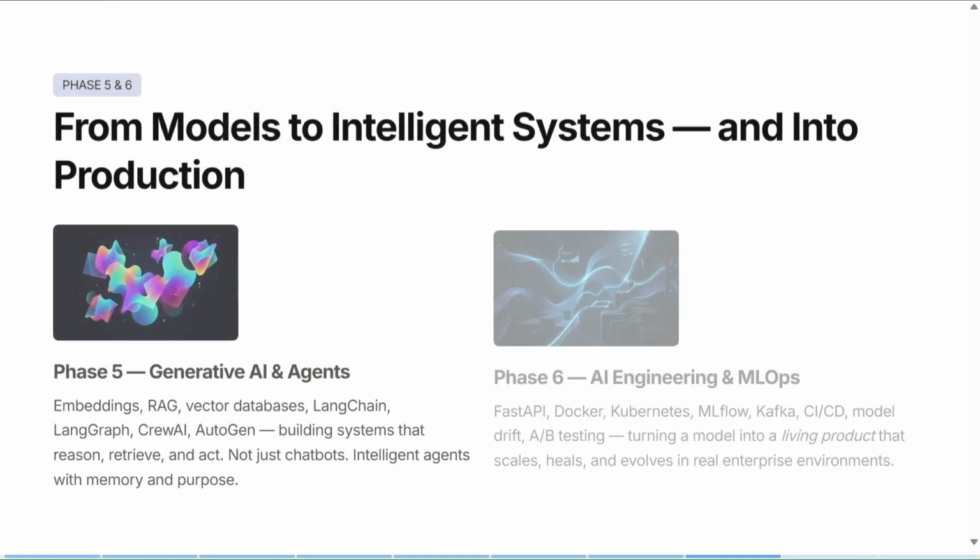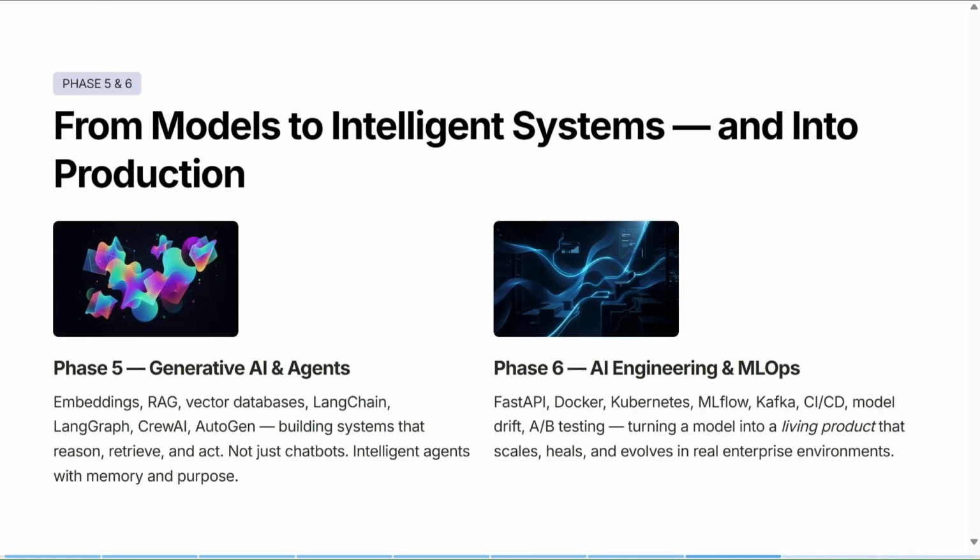After phase 4, you will have a very good understanding of AI, machine learning, deep learning, and transformers. So we'll be moving from model to intelligent system, which is going to be deployed into production. And in phase 5, we'll be talking about generative AI and agents: embeddings, RAG, vector databases, LangChain, LangGraph, CrewAI, AutoGen, building systems that reason, retrieve, and act, not just chatbots, but intelligent agents with memory and purpose.